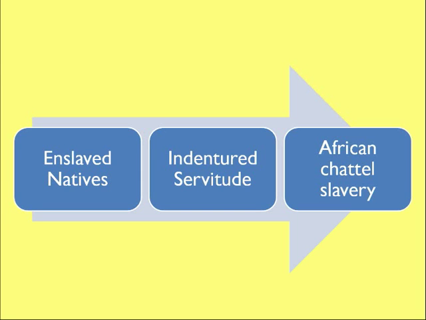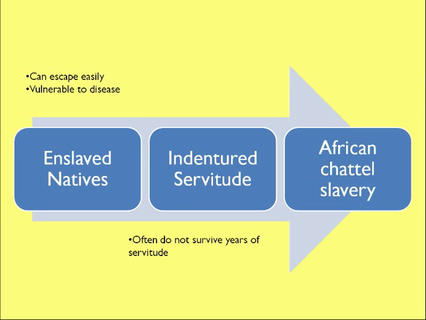And for the English, they'd gone down this route: enslaved natives, and it has problems. They can escape easily, they're dying off from disease, and you cannot coerce them into it, or there's just not enough of them, so that dies off. They turn to indentured servitude, and the servants often would not survive their years of servitude, especially early on in places like the Chesapeake. And as time progressed, fewer are willing to come.